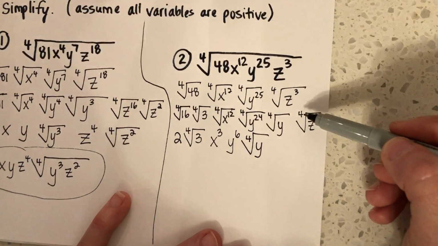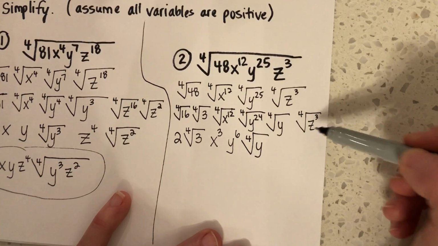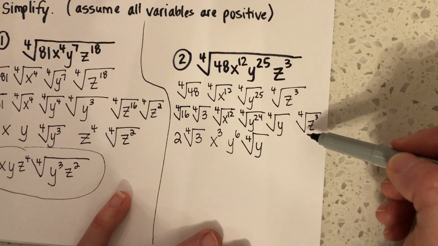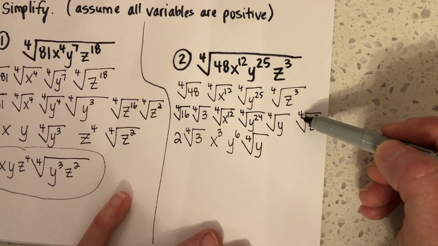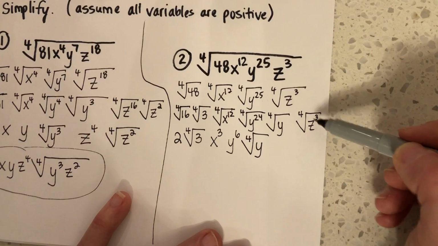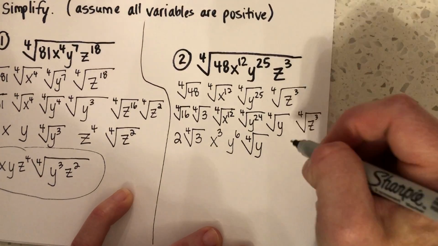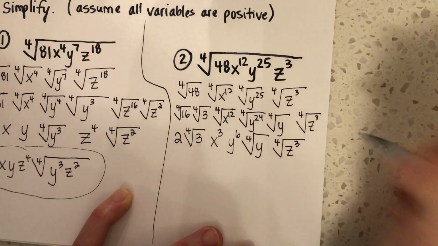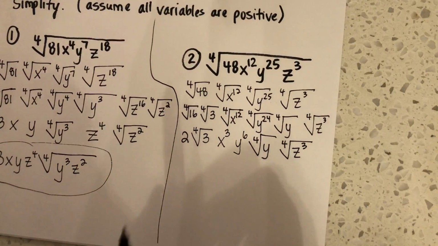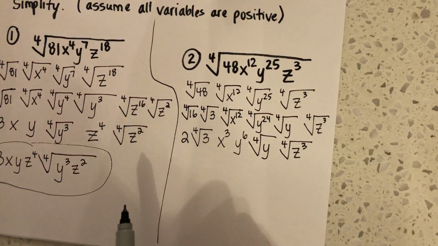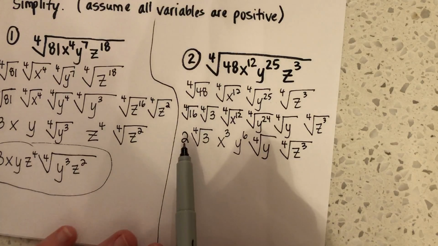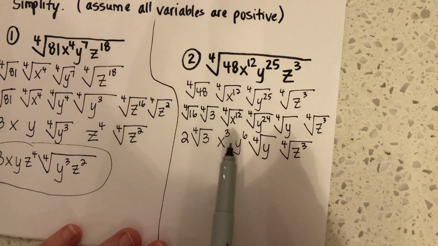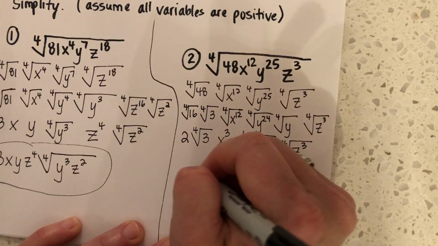All right, and then last, the fourth root of z to the third. We already said that this one can't be changed. 3 does not divide by 4, and nothing smaller than 3 divides by 4. So he's just going to be stuck under that radical for good. All right, here we go. Now we're going to clean up. We're going to multiply anything on the outside that is not under a radical anymore. So 2 times x to the third times y to the 6th.